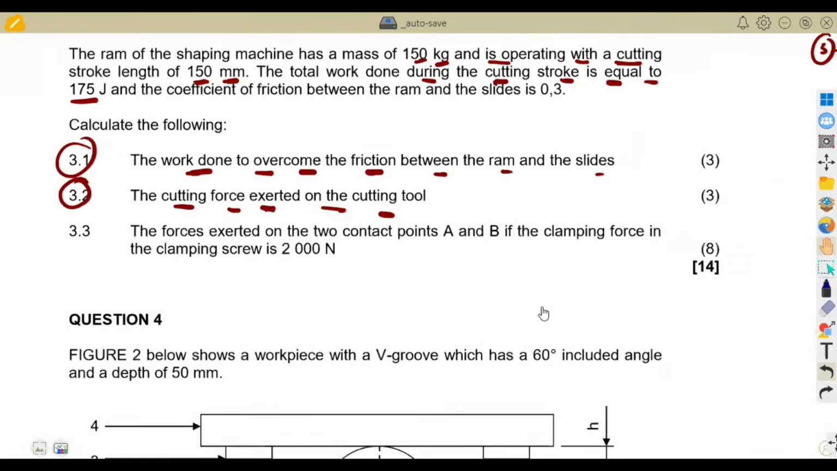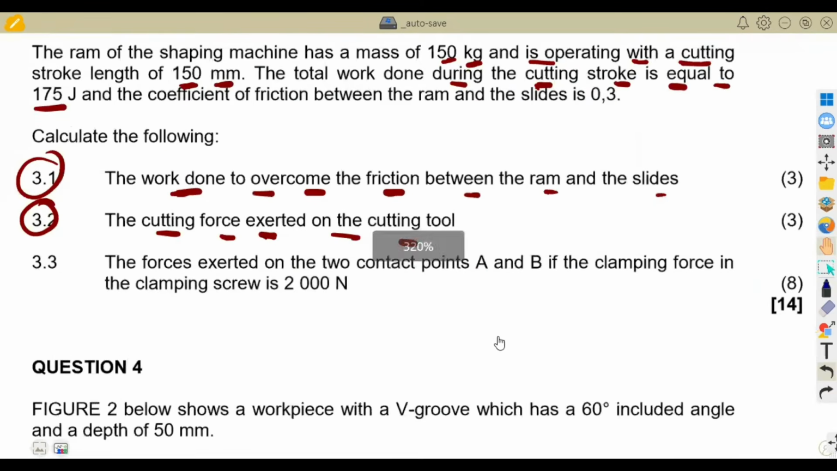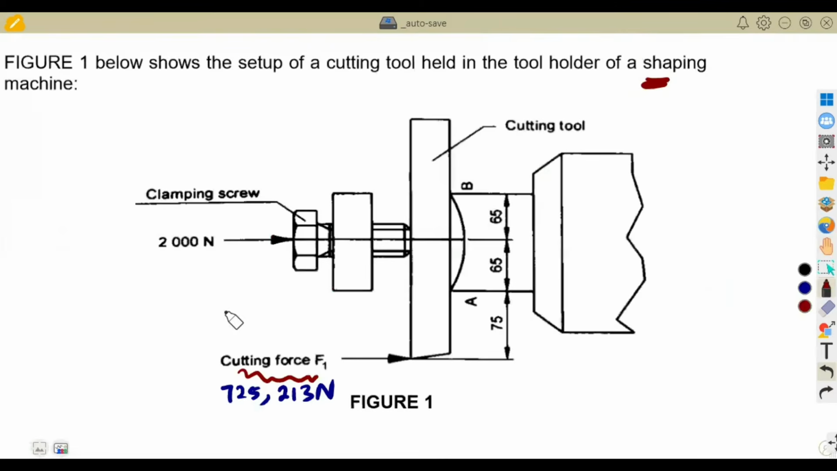3.3, they want us to calculate, take note here, the forces exerted at the contact points A and B if the clamping force in the clamping screw is 2,000 Newton. 8 marks for that. So we need the forces that are at points A and B. All right, let us get back here. This is our point A, the point B.